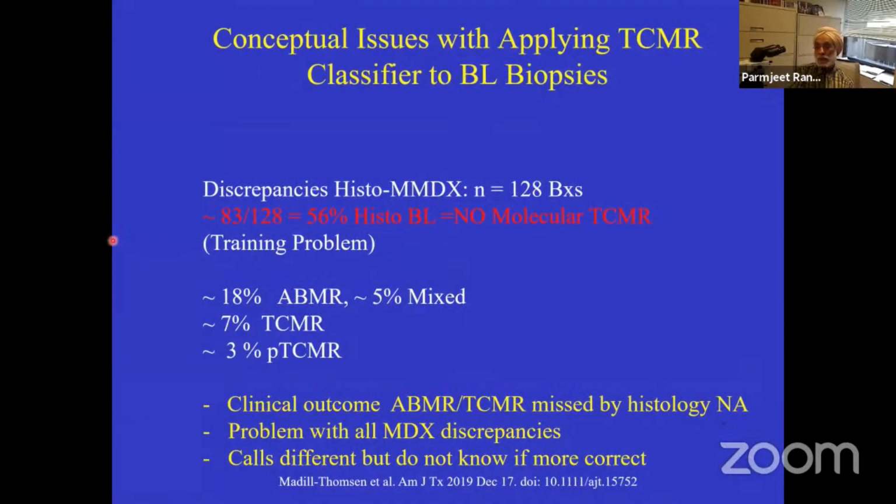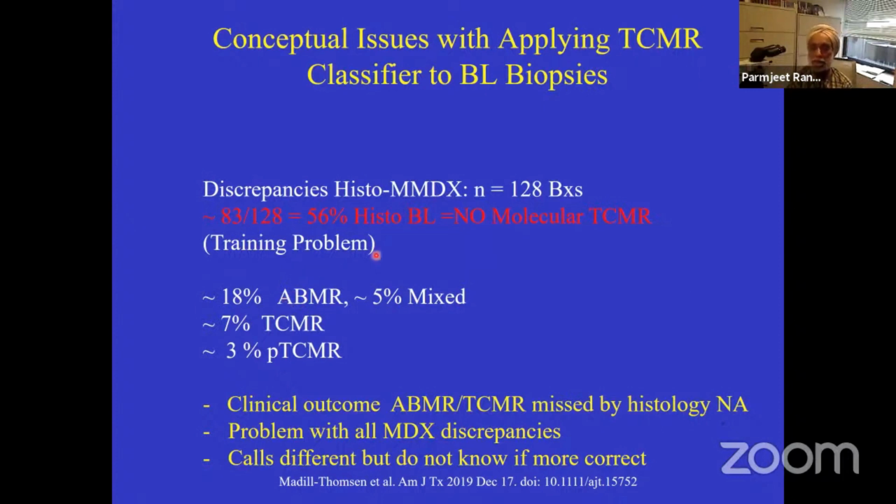Now, there are also some conceptual issues with applying these classifiers to human biopsies. So here's a discrepancy paper published by the Halloran group. In those biopsies which were histologically called, 128 of them, we call them borderline. In 56% of them, molecular diagnostics said, oh, this is no TCMR. But I think this is essentially a training problem. The molecular classifier was taught not to recognize anything less than 1A as TCMR. So that's what you expect. The diagnostic classifier is going to say they're not TCMR.